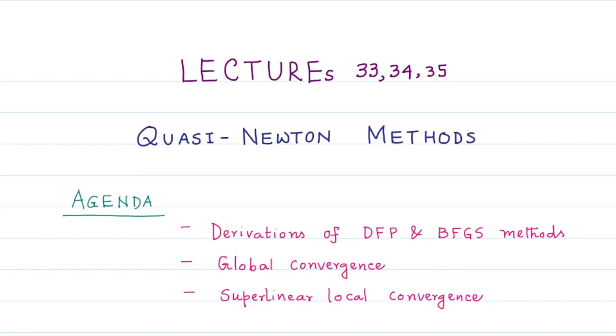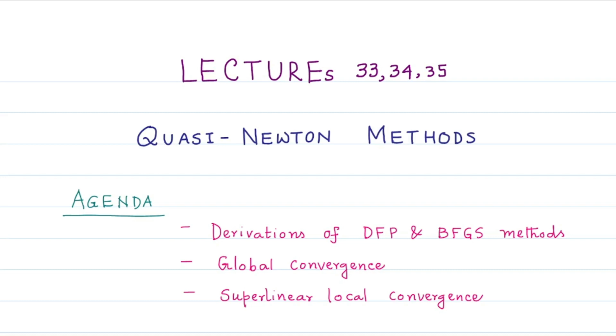In order to alleviate these two crucial drawbacks, we go with the quasi-Newton methods. In quasi-Newton methods, what we do is consider an approximation, a positive definite approximation, of the inverse of the Hessian matrix. The topic of discussion in this lecture is exclusively quasi-Newton methods.